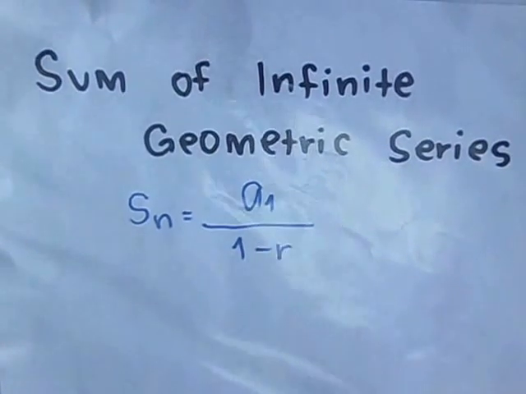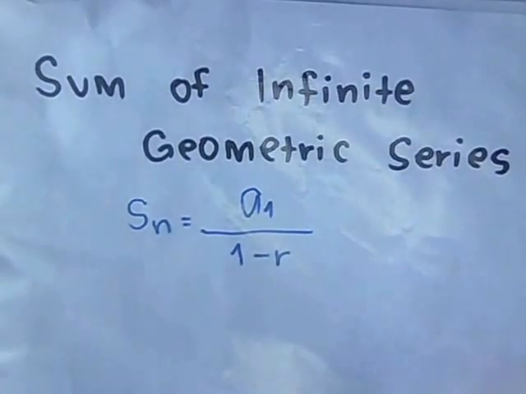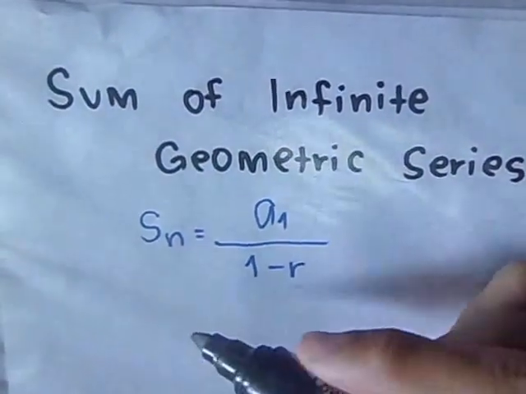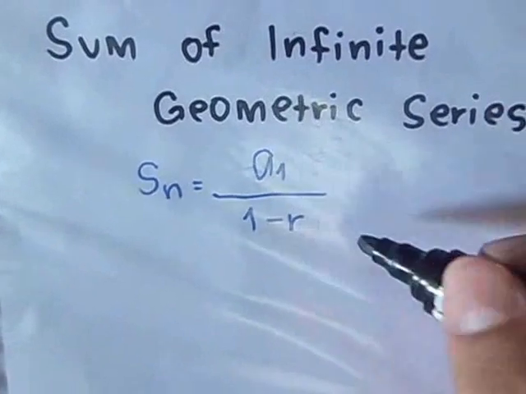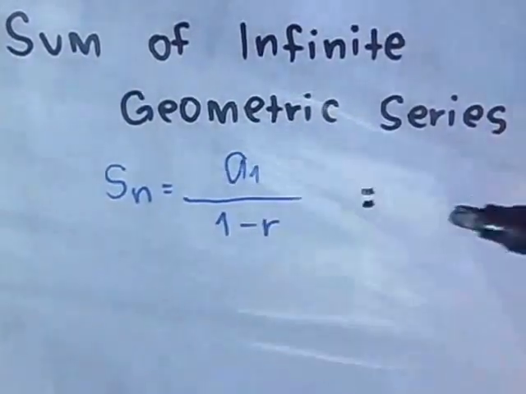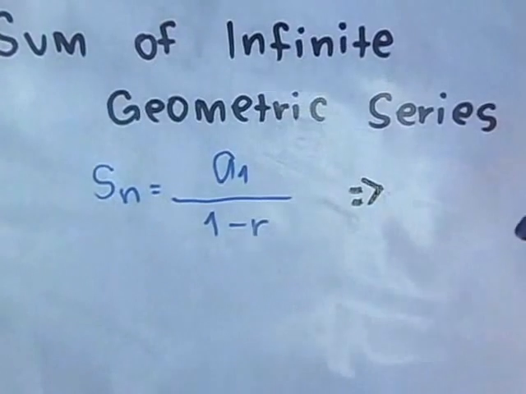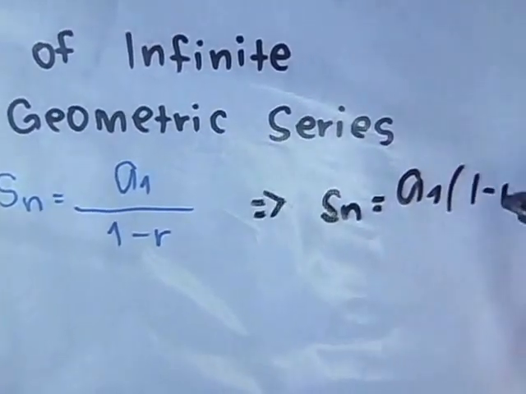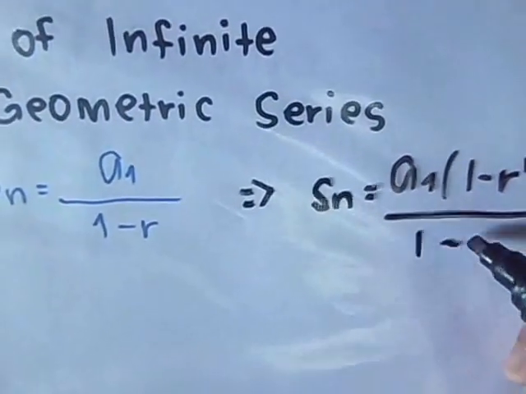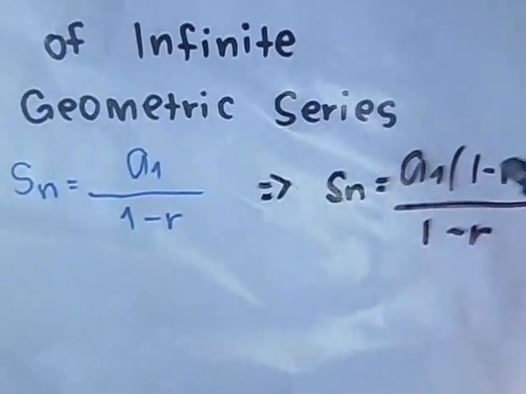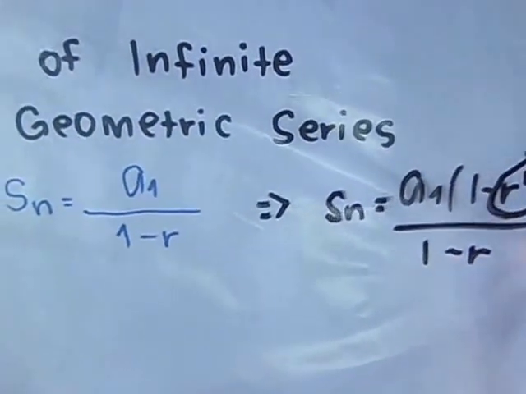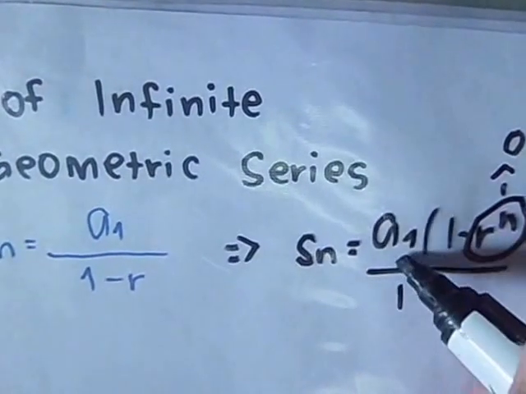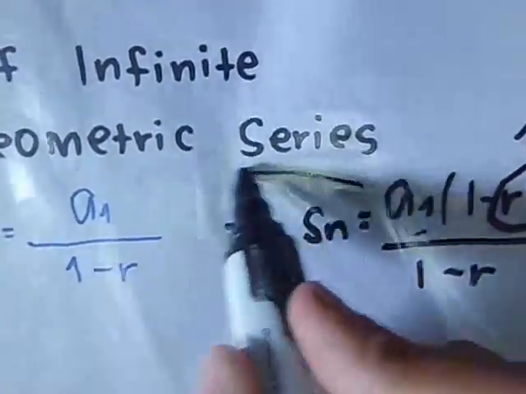Of course, if we have a finite geometric series, we also have the formula for our infinite geometric series. Here we have S sub n is equal to a sub 1 all over 1 minus r. If you remember, we have our formula in our finite geometric series, S sub n is equal to a sub 1 multiplied by 1 minus r raised to n over 1 minus r. But here, since it is infinite, we will have r raised to n is equal to 0. And 1 minus 0 is equal to 1. And a sub 1 multiplied by 1 is simply equal to a sub 1.